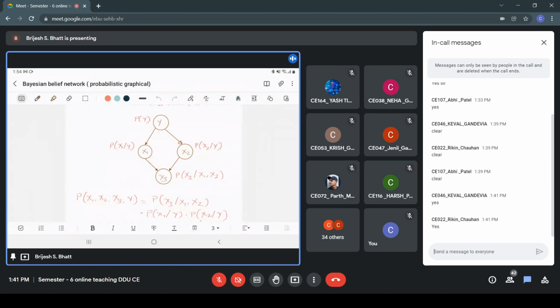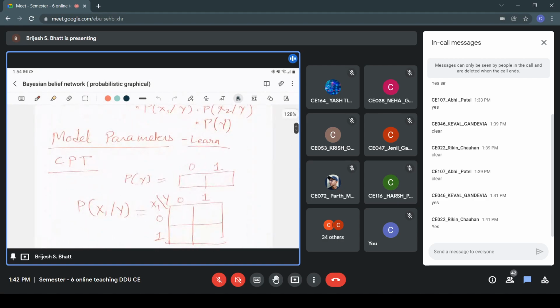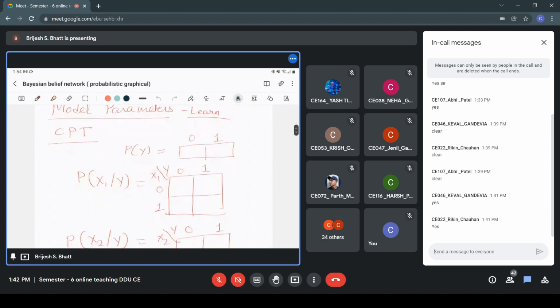The model parameters are as shown here, right? The probability of y, the probability of x1 given y, the probability of x2 given y. All these are model parameters. Also x3 given x1, x2. These four are model parameters. And similar to the naive classifier, we need to learn these model parameters in terms of conditional probability tables, CPT.